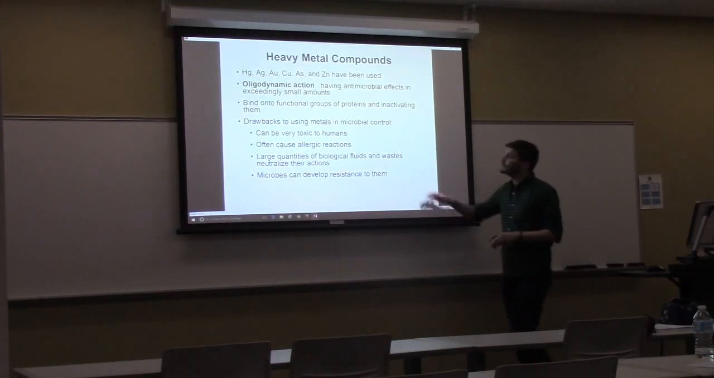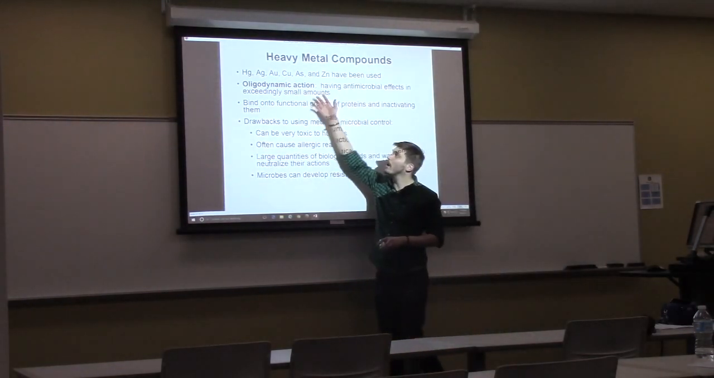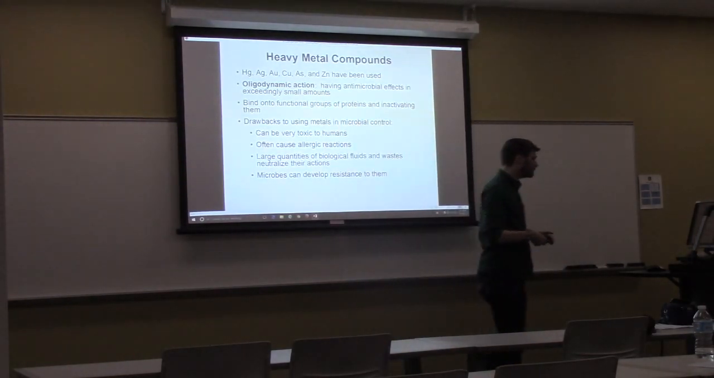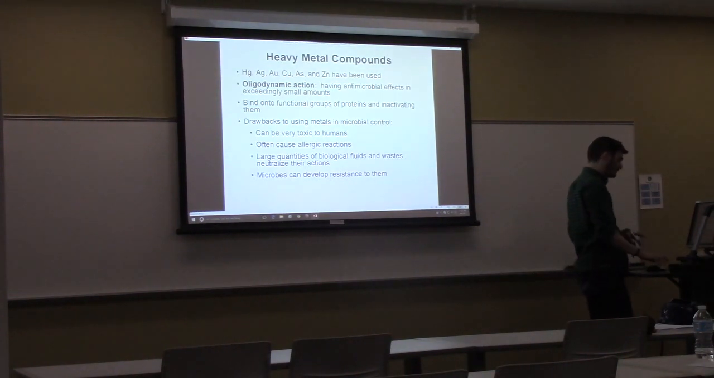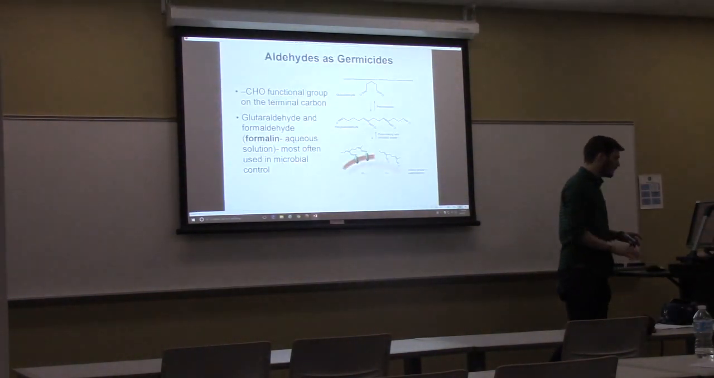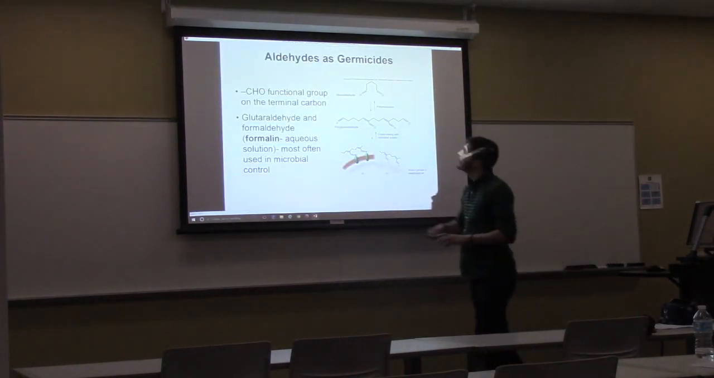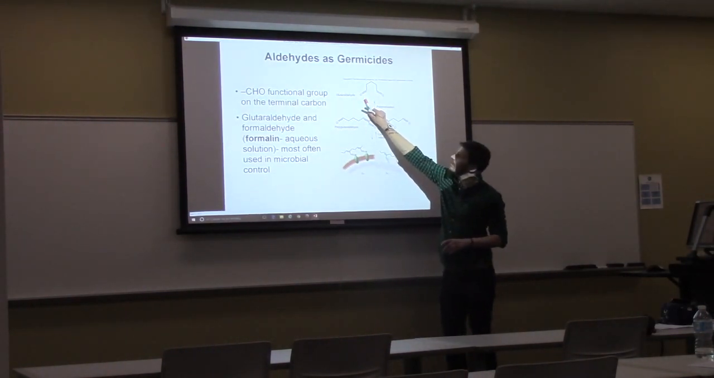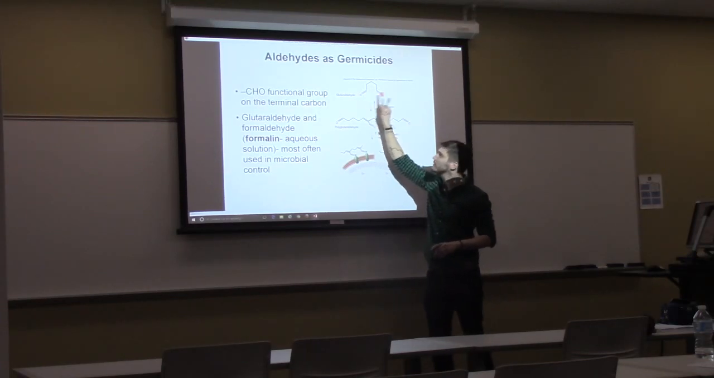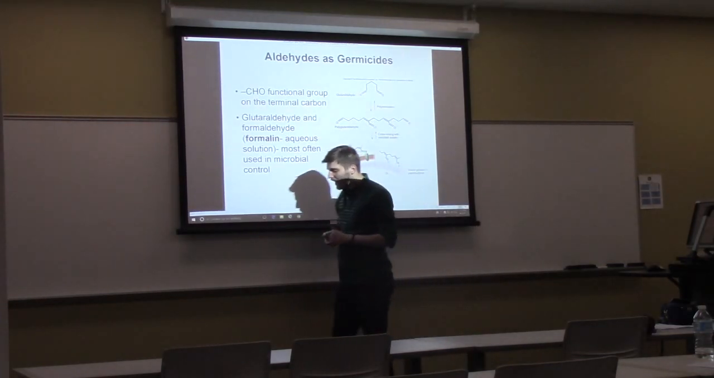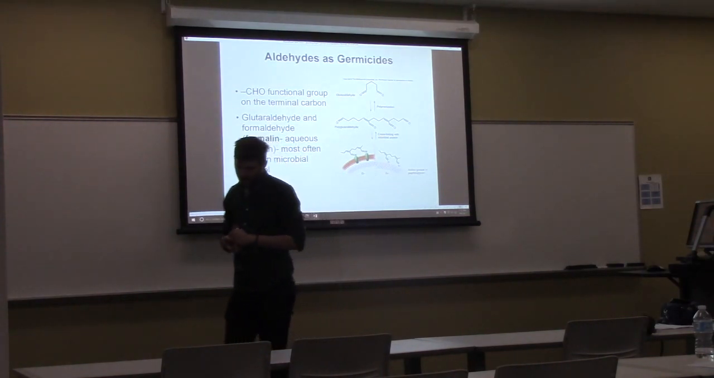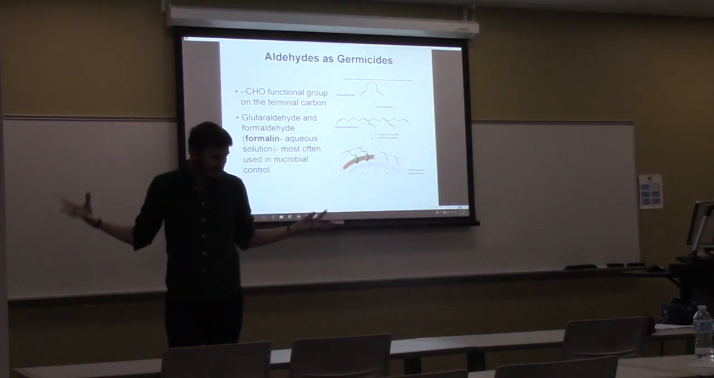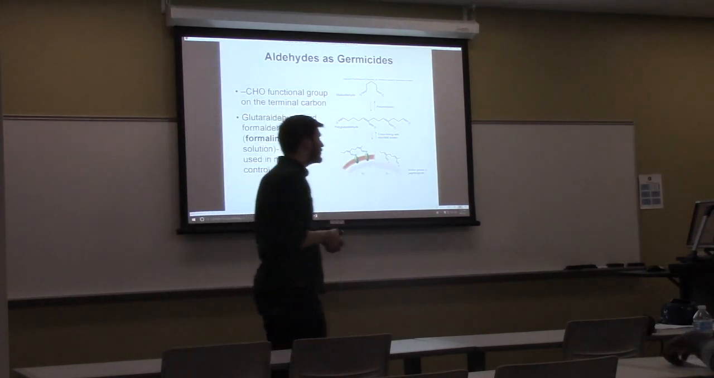Metals, again, these disrupt proteins, especially enzymatic function, but they're also toxic to humans. Then aldehydes. Aldehydes have an aldehyde group associated with them, and most of the more effective ones are going to have two of these. And these guys work by cross-linking protein. So instead of disrupting the protein, they stick them all together, and this causes the cell to die.